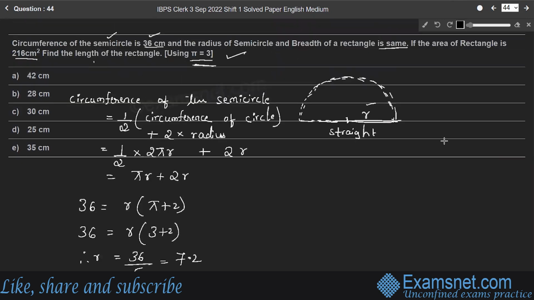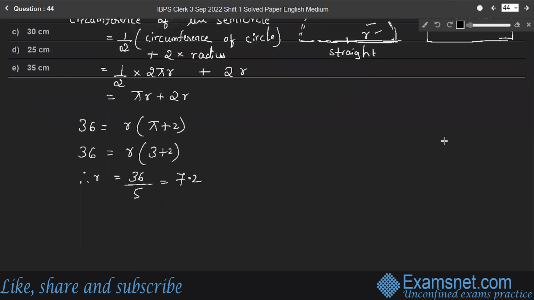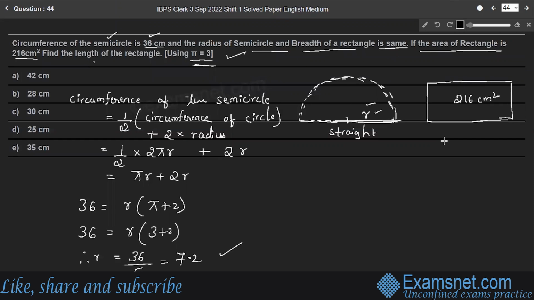So next part is, if the area of rectangle is 216 centimeter square and here radius of semicircle and breadth of a rectangle is same. So consider a rectangle whose area is 216 centimeter square and breadth of the rectangle is radius of the semicircle, which is 7.2. Radius of semicircle is 7.2. Therefore here breadth is 7.2. So we have to find the length, right?